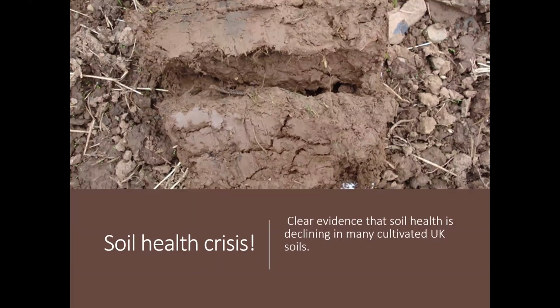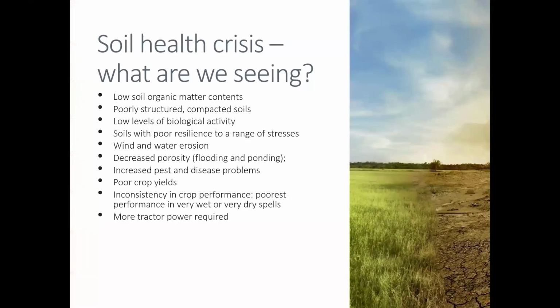And here's an example of a horribly compact clay loam soil in an arable rotation that's got vegetable crops in it. So this is real life, as bad as it can be sometimes. What we're seeing is much lower soil organic matter contents than we should be seeing in some cultivated soils. We're seeing some very poor structure, some terrible compaction. We're also seeing very low levels of biological activity. Now, this is not the case across the board, but we are seeing it quite widely. Soils with poor resilience to a range of stresses.